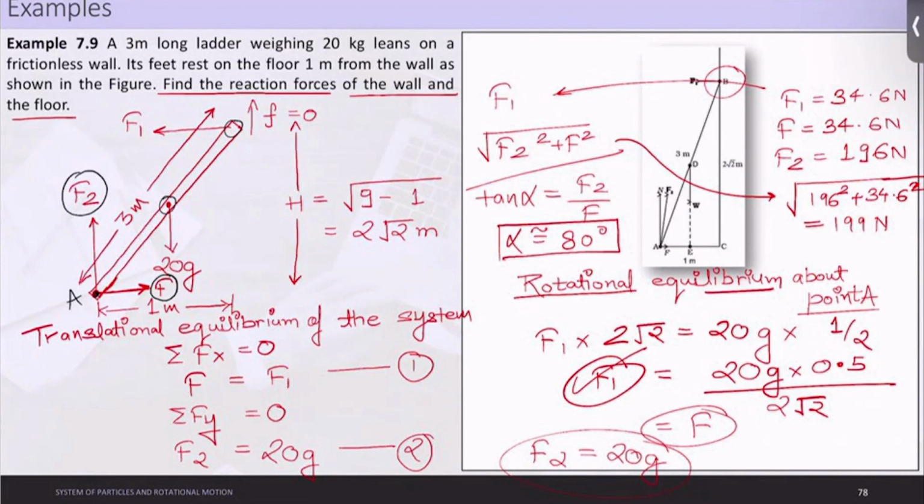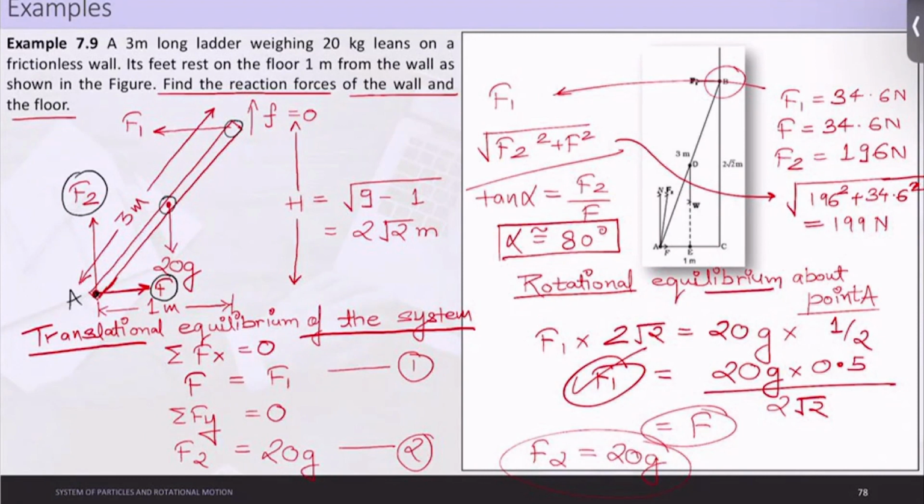Okay. I hope I made you understand completely whatever this question was asking, and that's how we solve questions regarding equilibrium of rigid bodies. Just for a quick revision, we need to find the translational equilibrium of the system: summation Fx is 0, and similarly summation Fy is 0. After that, we calculate the summation of all the moments about a particular point. The point does not matter; if you do it about any point, the answer would come out the same.